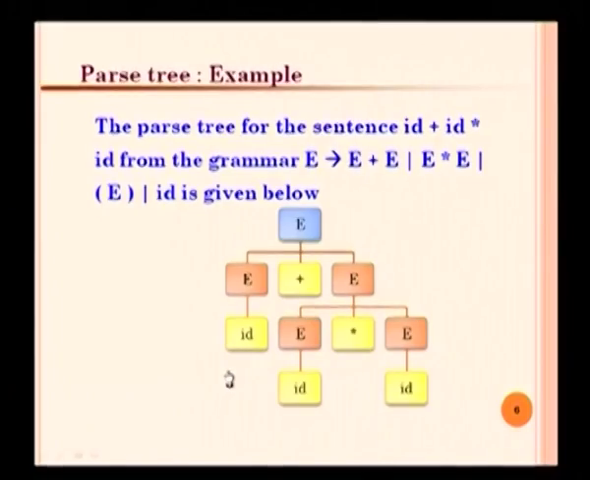Now, let us see one simple example, that is, how we construct the parse tree from a given grammar. Here we are considering a very familiar grammar, the expression grammar. E derives E plus E, the second alternate is E star E, the third one is opening bracket E closing bracket, where the opening and closing brackets are terminals, and the last alternate production rule is ID. Suppose the string we want to derive is ID plus ID star ID. Now the question is how do we construct a parse tree for this?